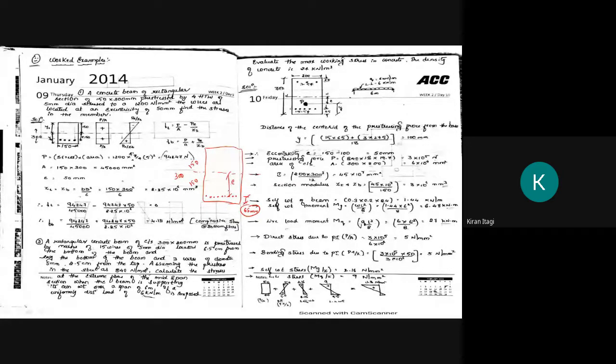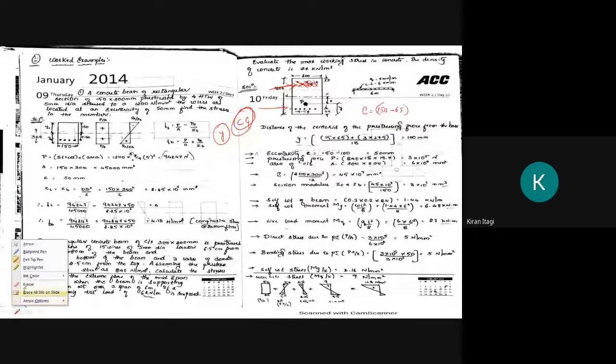Sometimes he will say that the bars or tendons are located from the bottom fibers or soffit. Remember it. But here in our case the steels are located at the top and also at the bottom, so we have to determine the centroid of the prestressing force, exactly where the prestressing force is acting. Suppose if he has not given the top bars, then your e will be directly 150 minus 65. But here he has also mentioned the bars at the top, so we have to find the CG. So how we will find that?